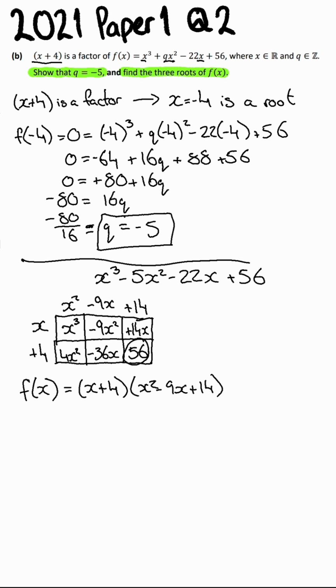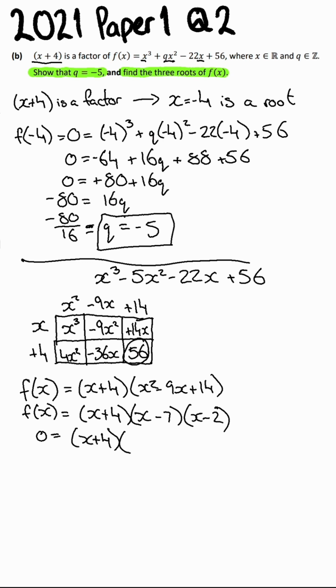Now, the final step, we have to recognize that the quadratic can be factorized. So we're going to break that up into the two brackets. The factors of 14 are going to be minus 7 and minus 2, because minus 7 times minus 2 gives us 14, and then minus 7 minus 2 is going to give us minus 9 as well. So minus 7 and minus 2, that's how we factorize it. And now, in order to find the roots, we just let each of the factors equal 0.